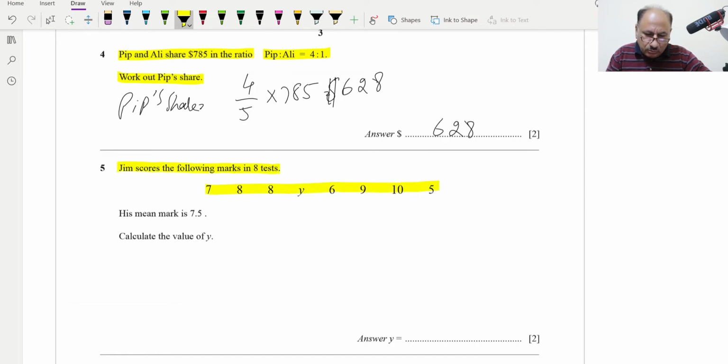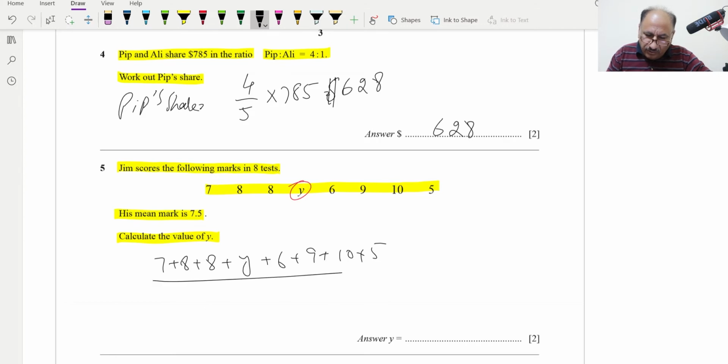Jim scores the following marks in 8 tests. So these are the scores for 8 tests. His mean is 7.5. Calculate the value of y. So this value we need to calculate. For that we have to add all the numbers. So 7 plus 8 plus 8 plus y plus 6 plus 9 plus 10 plus 5 and divide it by 8 tests. So 8, and this is equal to 7.5, which is provided over here, and this is basically the mean, and we can simplify this.